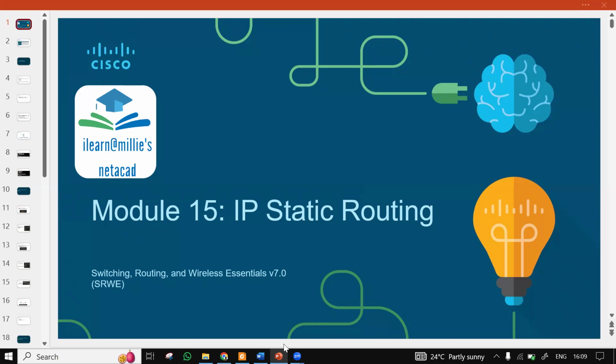Okay, hello everyone. So today, after last week's session where we introduced routing, module 14 routing concepts, today we'll focus on IP static routing. Just a brief background, we introduced routing and we talked of two primary functions of a router, which is one, to determine the best path to the destination for a given data packet. Number two, forwarding.